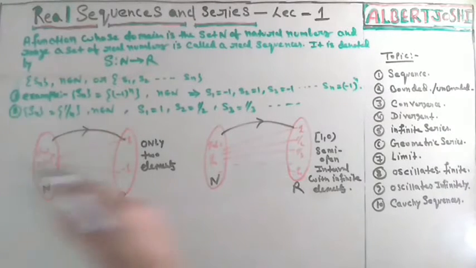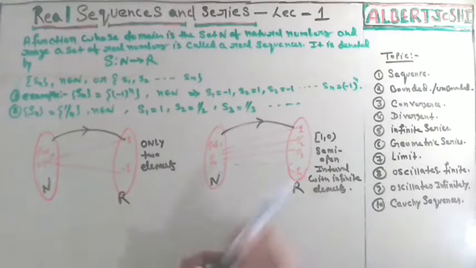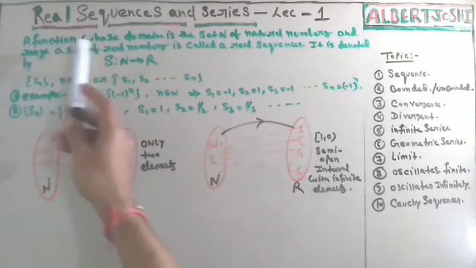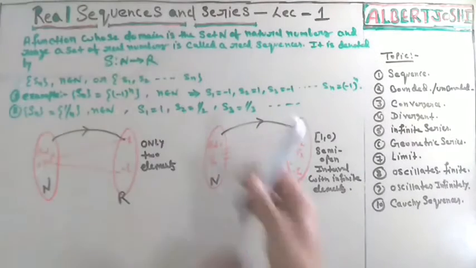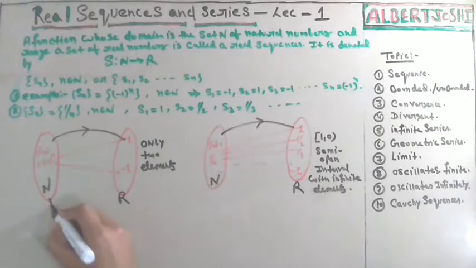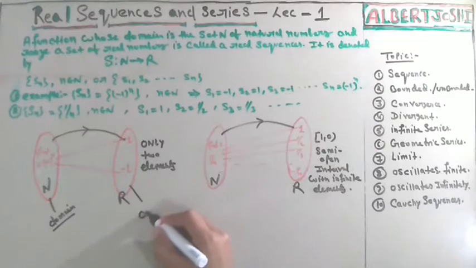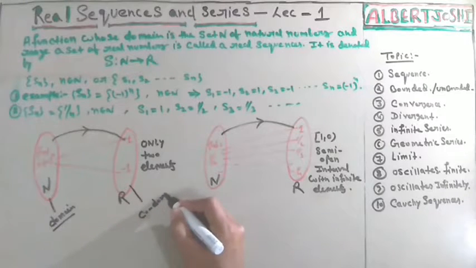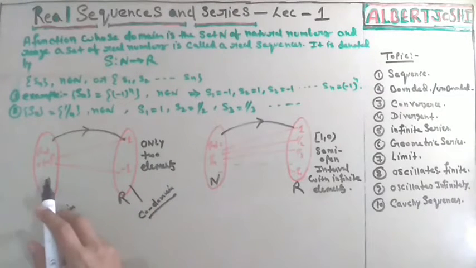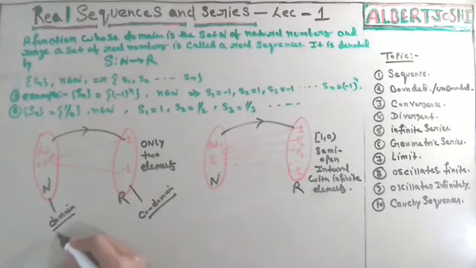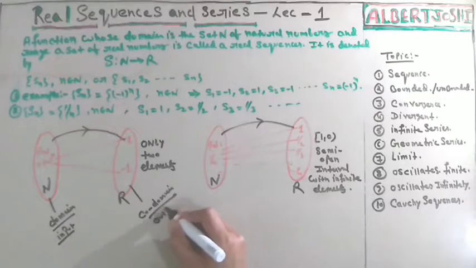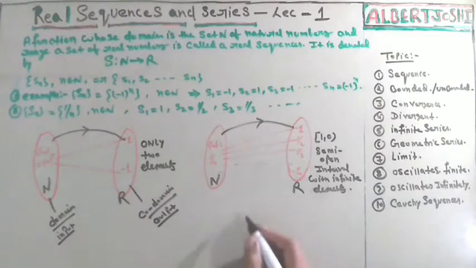What is a function actually? What we have written here: a function has a domain, that is the domain, and that is the codomain. That is the function, that is the input. Actually this is input and that is output, okay. So what is the meaning of input and output?